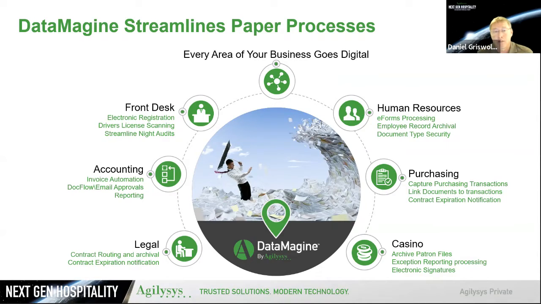We have the ability to archive contracts and have ways of managing their expiration dates. So if a contract's getting ready to expire, we can notify individuals or even route those contracts so they can be approved to either renew, or if you want to reject and send a cancellation letter. All those things utilizing specific tools within the DataMagine suite can help facilitate those operations.